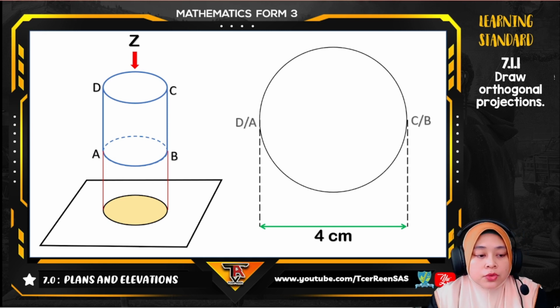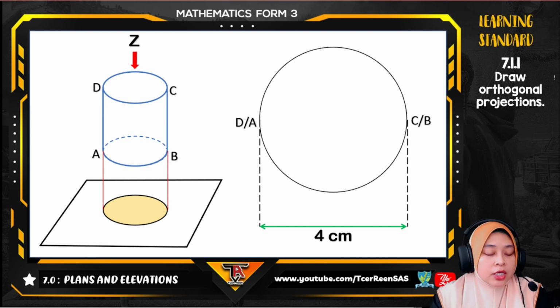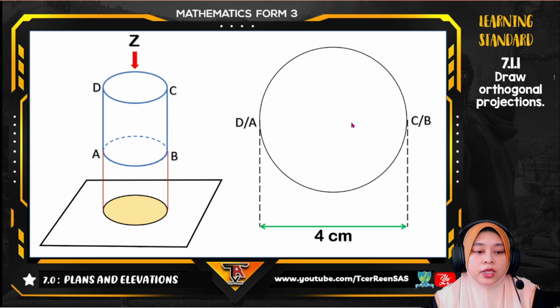After that, you just need to label it. You can see here D A, and then C B. So you write it here.